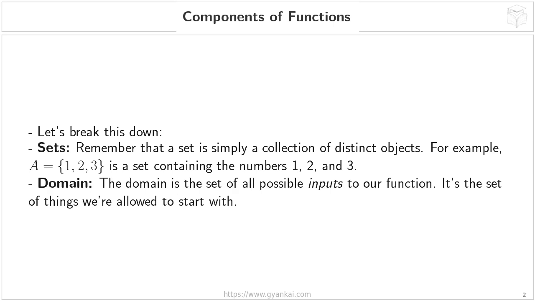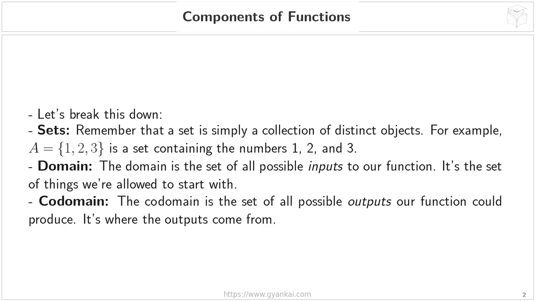Now, let's move on to the domain. The domain is the set of all possible inputs to our function. It's everything we're allowed to start with. Imagine you're building something. The domain is all the materials you have available to begin with. Next, we have the codomain. The codomain is the set of all possible outputs our function could produce. It's where the outputs come from. It's important to note that the codomain includes all potential outputs, even those the function might not actually produce for every input. We'll see that distinction later.